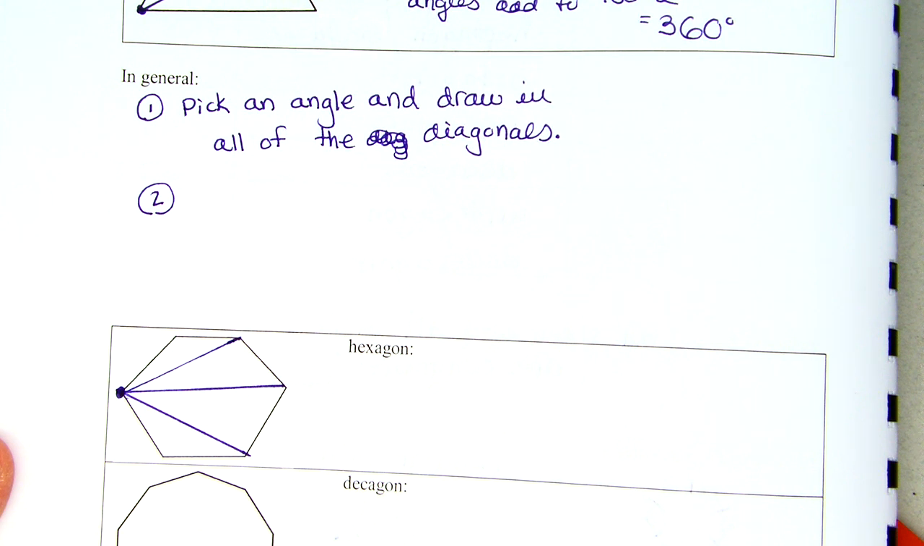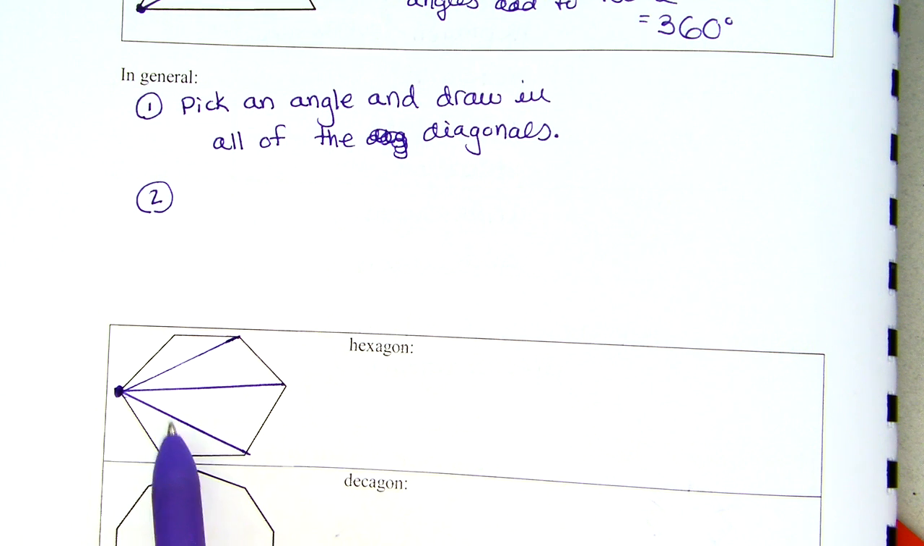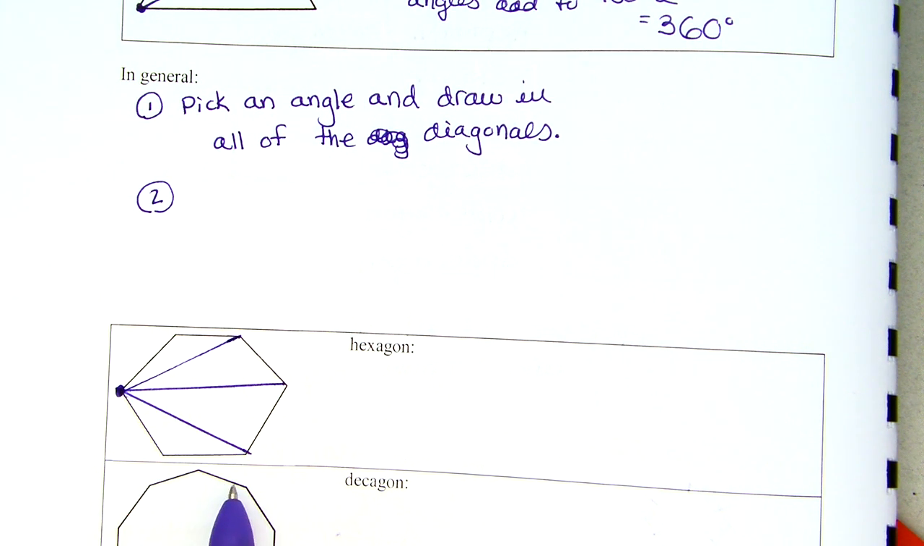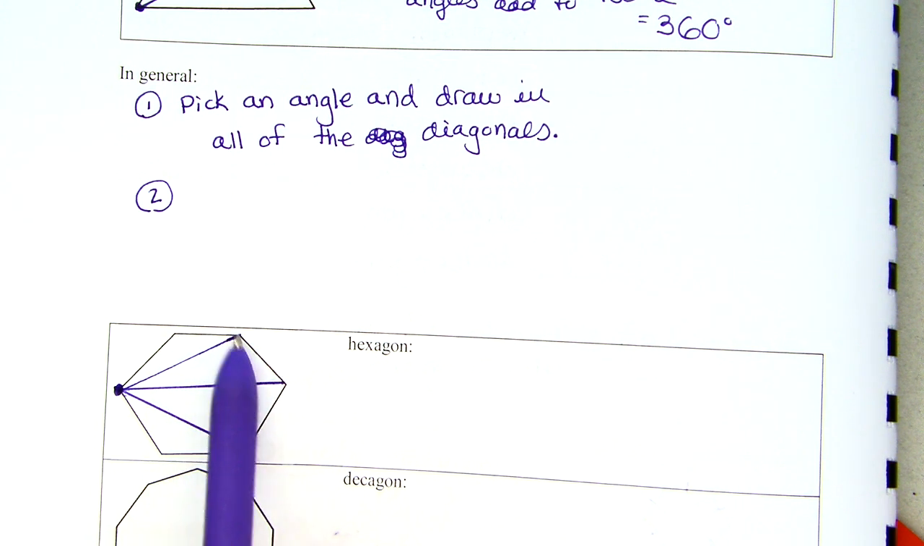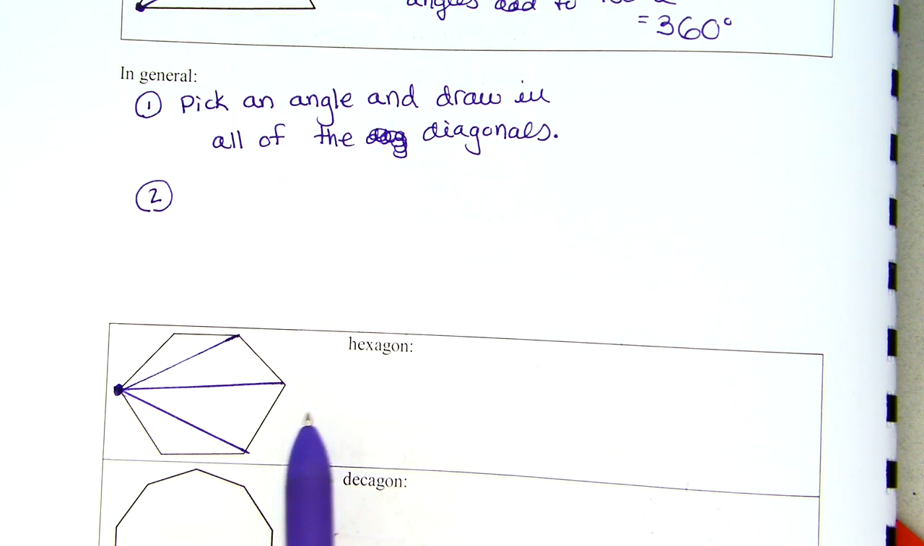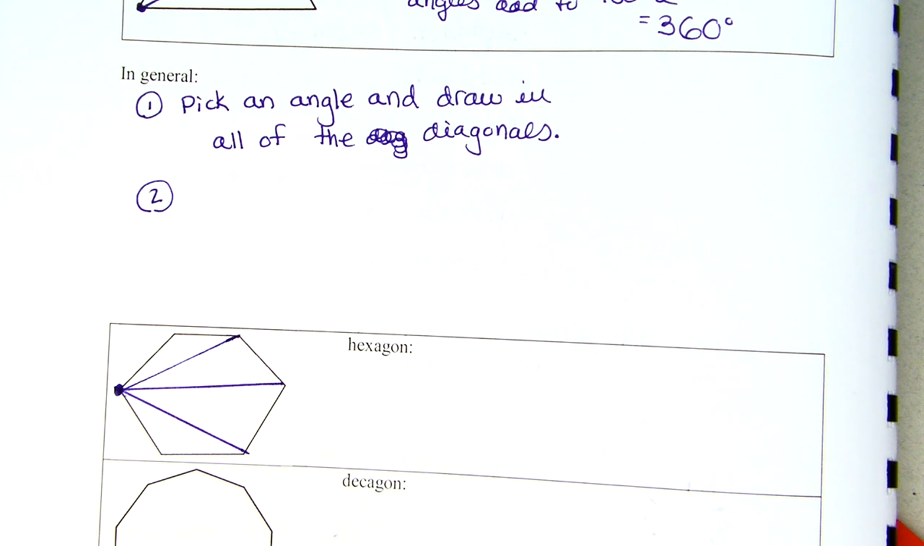How many triangles did that make? 4. And it is important to realize, A, you're not using the number of diagonals. I did 3 diagonals, but I don't care about that. I care about the 4 triangles. And also, it's important to realize we're not going to use the 6 from the 6 sides. I need to actually count triangles that I see.